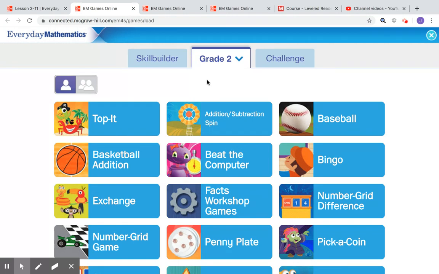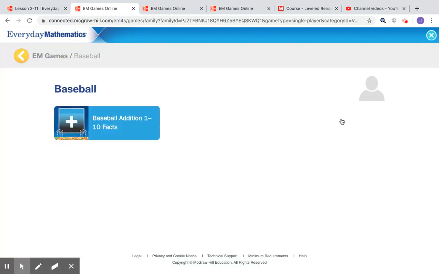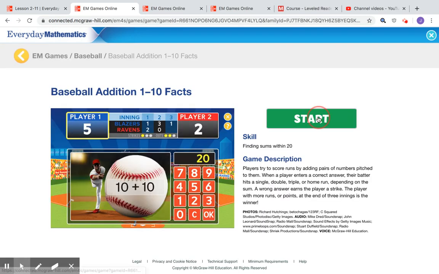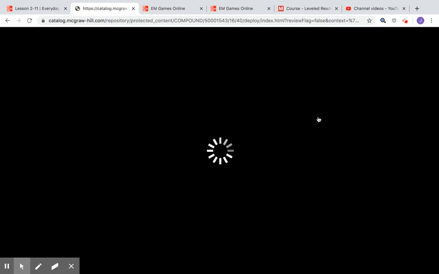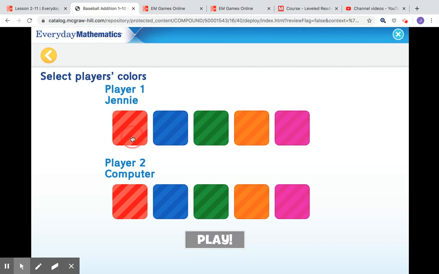You're going to click on, in the skill builder, I'm sorry, where it says grade 2, you're going to click on the baseball game. And you're going to do baseball addition 1 to 10 facts, meaning your facts 1 to 10. So what you're going to do is, I'm going to be red, and then you're going to play against the computer, and you're going to hit play.